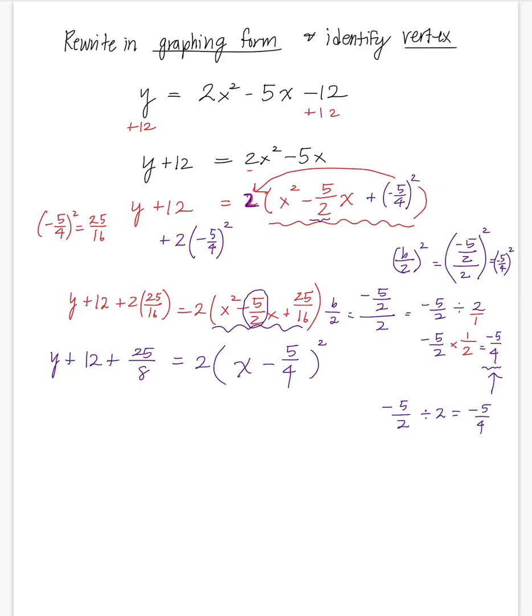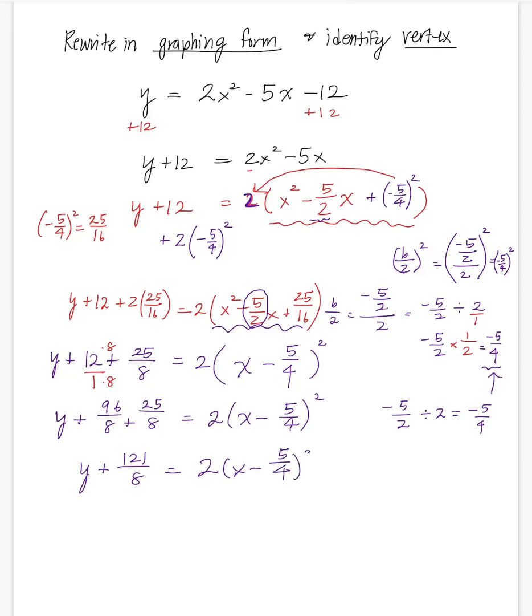Okay, so then now let's add the whole number and the fraction. Multiply 12 by 8, numerator and denominator. So now I got y plus 96 over 8 plus 25 over 8 on the left-hand side. Just copy the right-hand side down. Combine them together. This is going to be 121 over 8. And I just have to move that over.